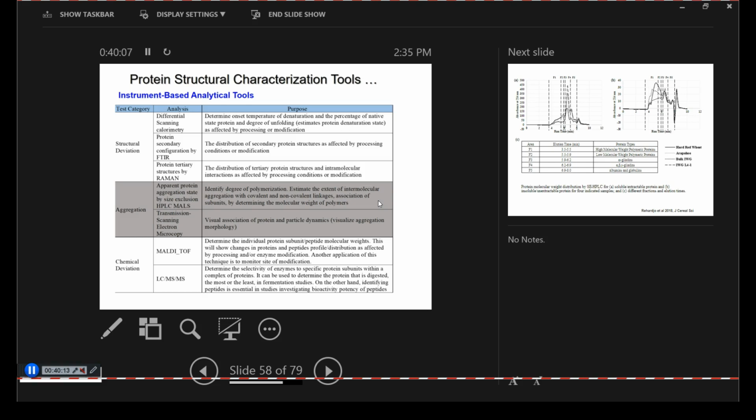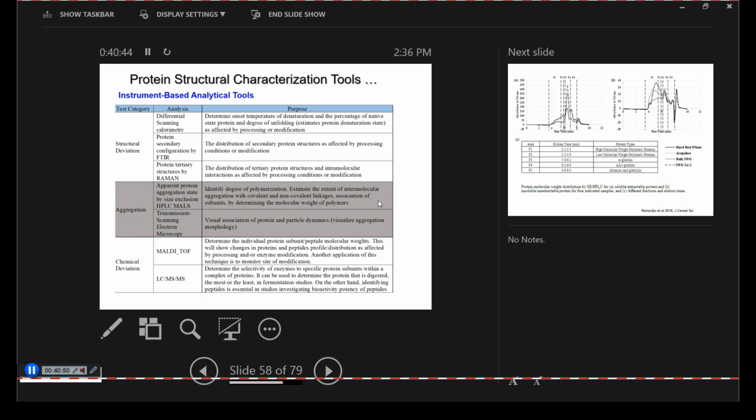Another important tool for structure characterization is size exclusion HPLC combined with MALLS, multi-angle laser light scattering, which gives you exact molecular weight. And then what you do here is you look at not only the molecular weight of your individual proteins, but if you hydrolyze, for example, you can tell which subunits were hydrolyzed and what is the range of the molecular weight of the peptides you've generated.